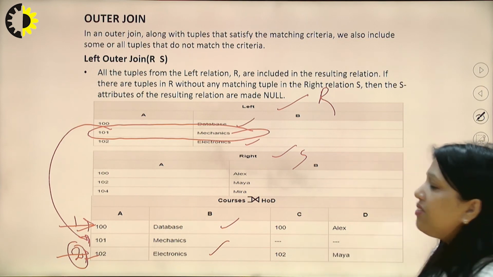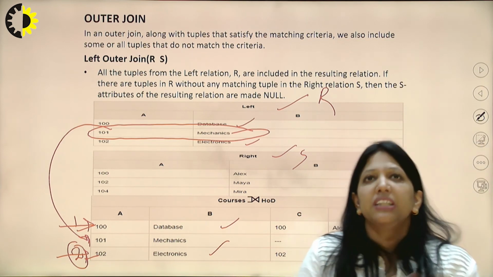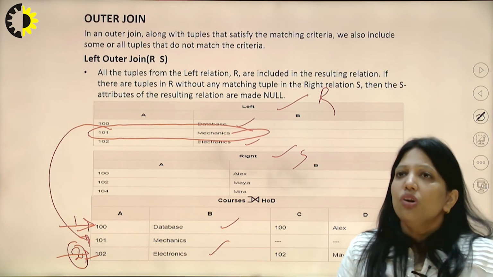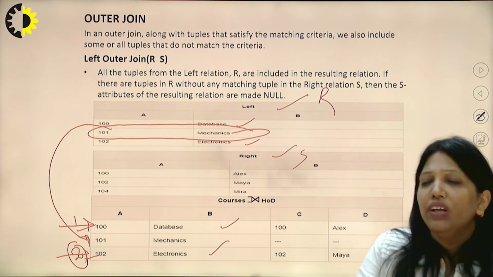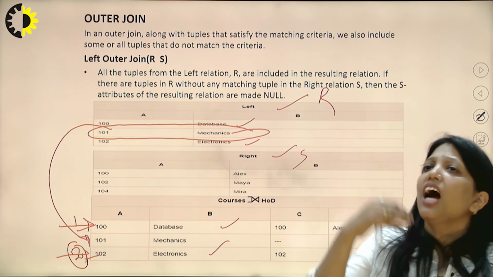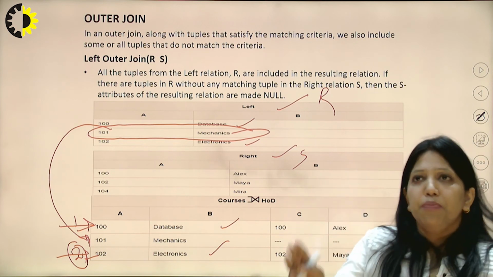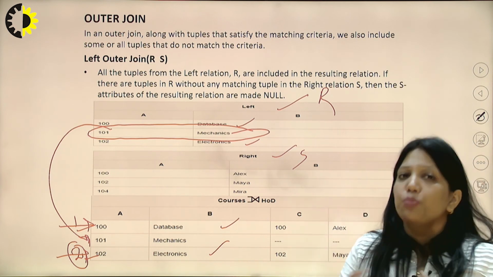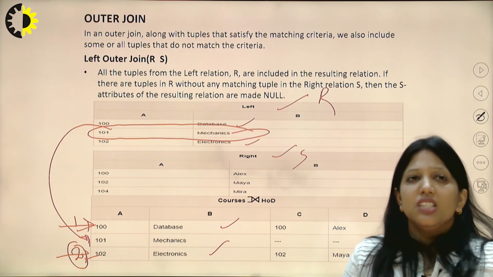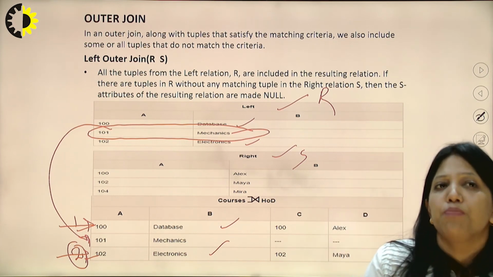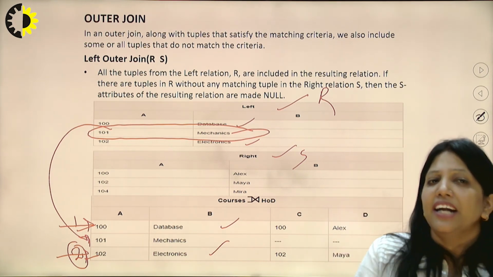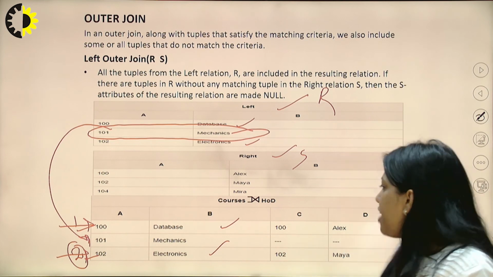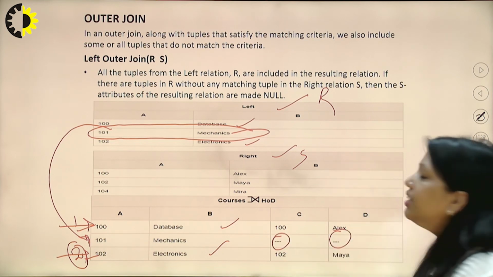So this is left outer join, in which, if two tables R and S are given to us, after applying the join we get an output, and we also include those tuples from the table R that are not in the output table. So we include all the tuples of the first table that do not match the criteria, and we put the value for them as null here.